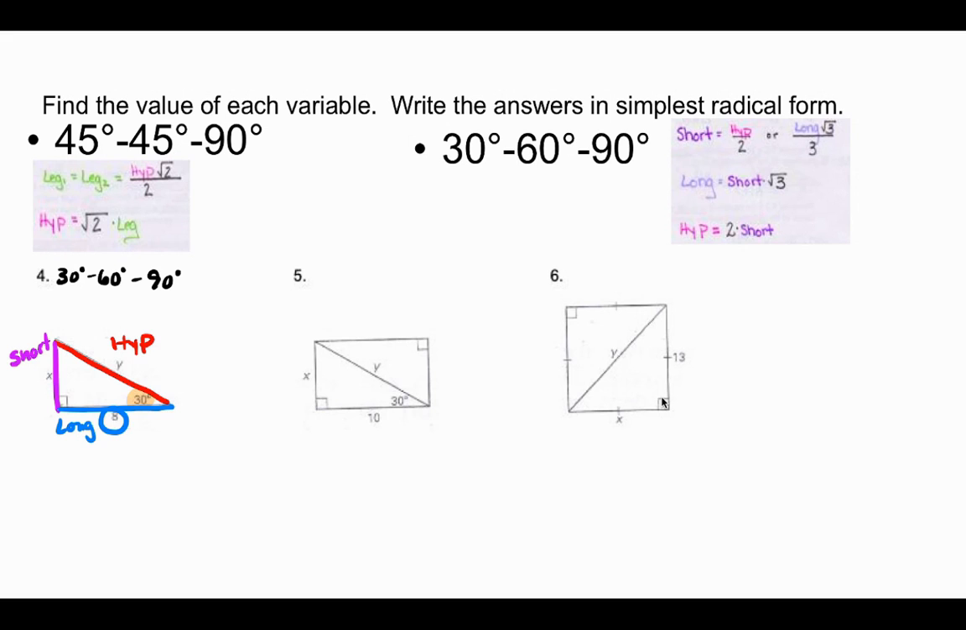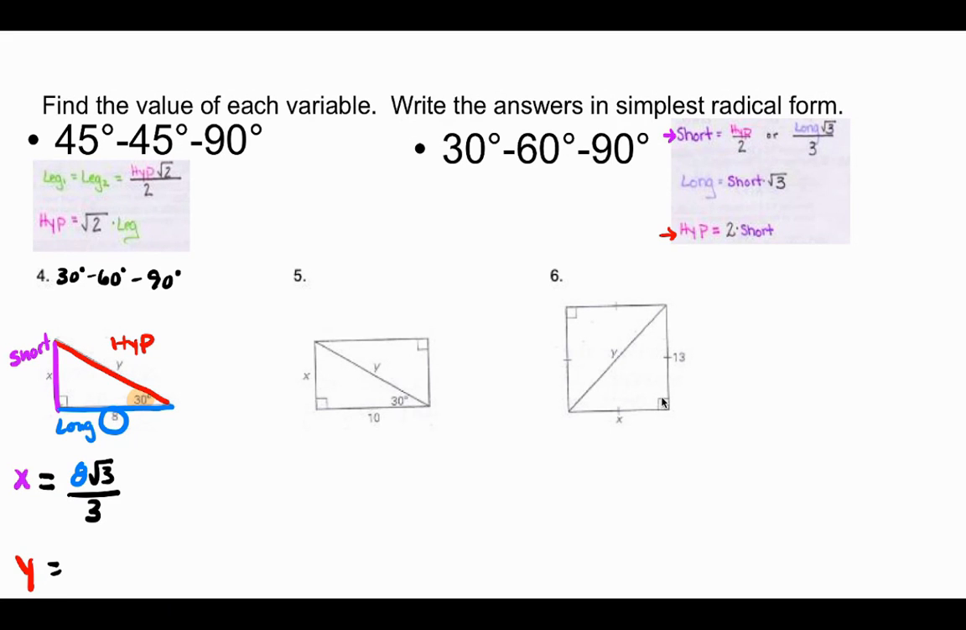So we're looking for the short leg, and we're looking for the hypotenuse. The hypotenuse requires the short leg, so we actually have to find the short leg first. So we're looking for the short leg, and it is equal to, we have the long leg times the square root of 3 over 3. The hypotenuse, which is our y, is equal to our short leg times 2.